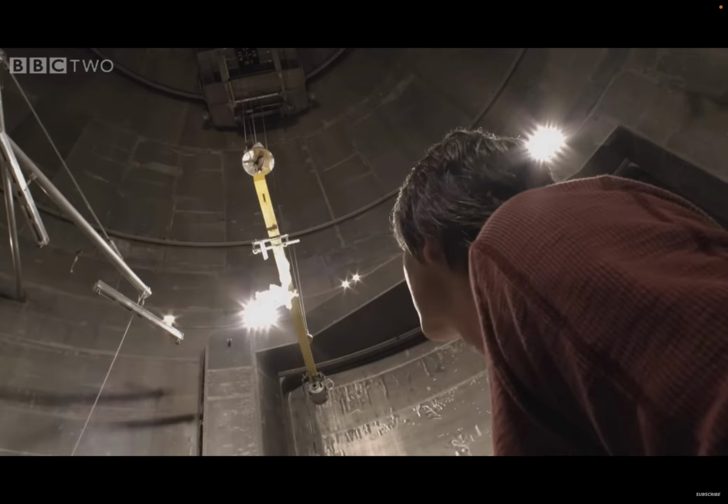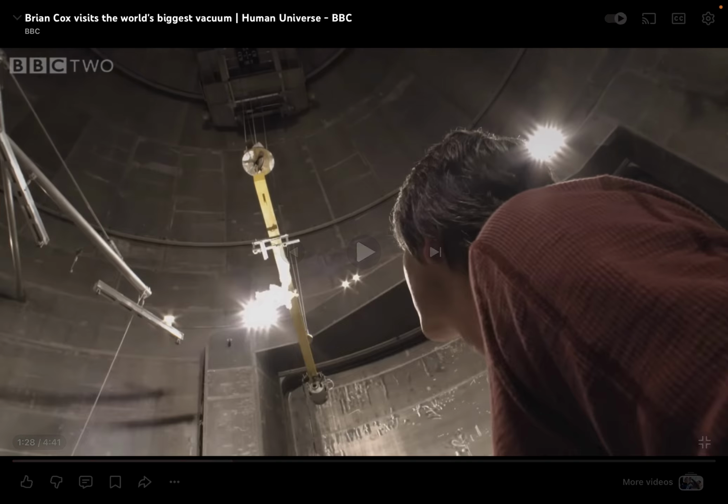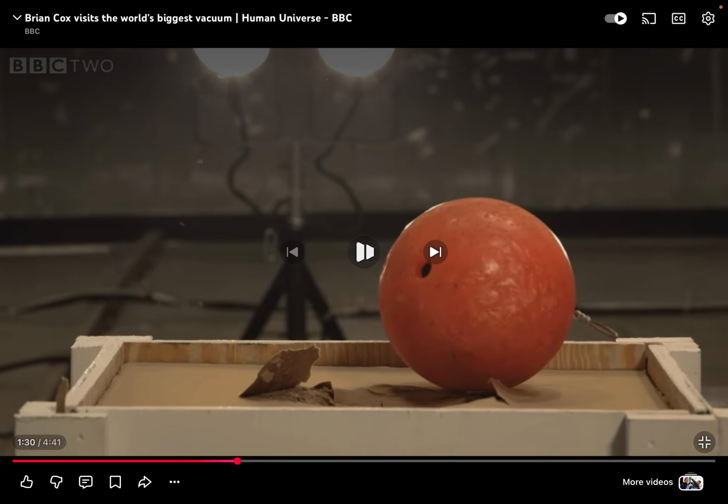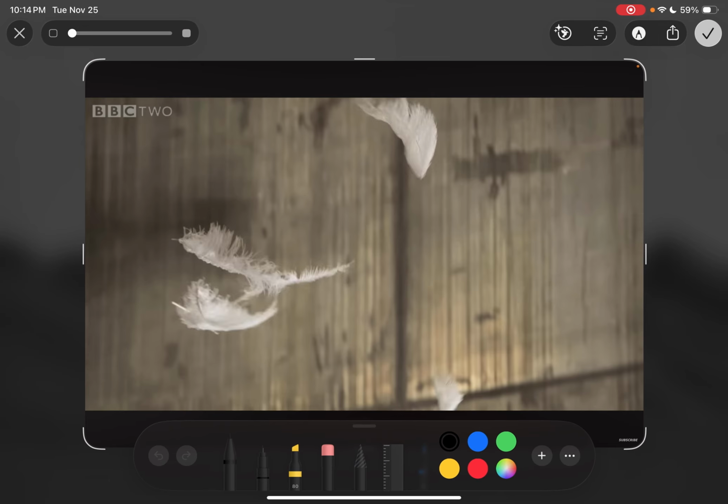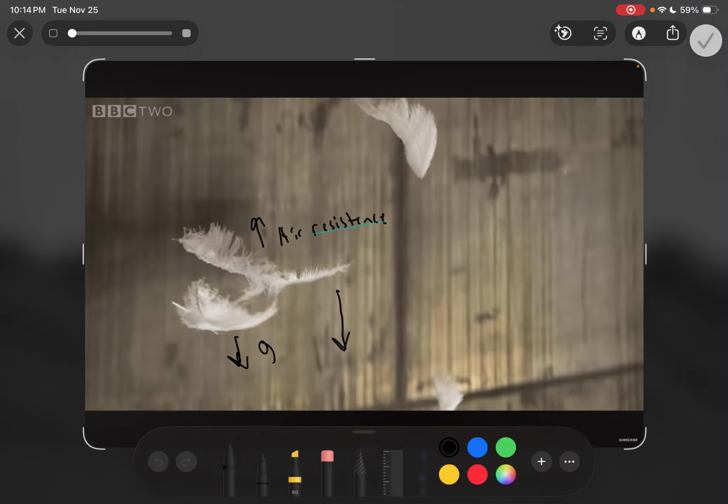You can see here the feather stops accelerating. It does that back and forth swinging motion. At this point, the force due to gravity is equal to the force due to air resistance. And so there is no acceleration. This feather keeps going at a constant velocity downwards. And remember, constant velocity means no acceleration.